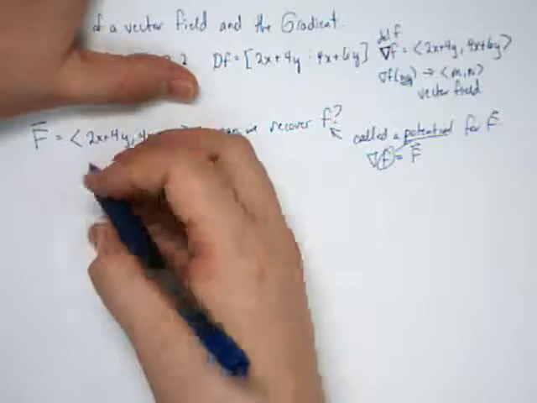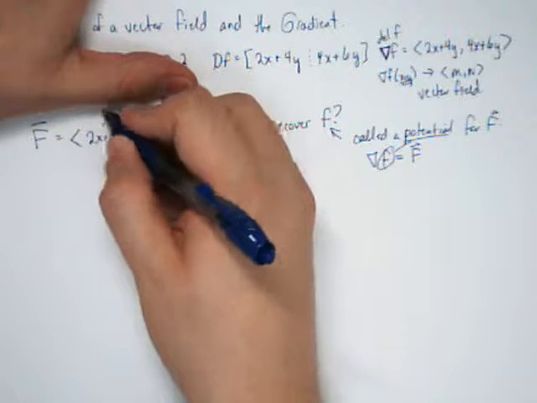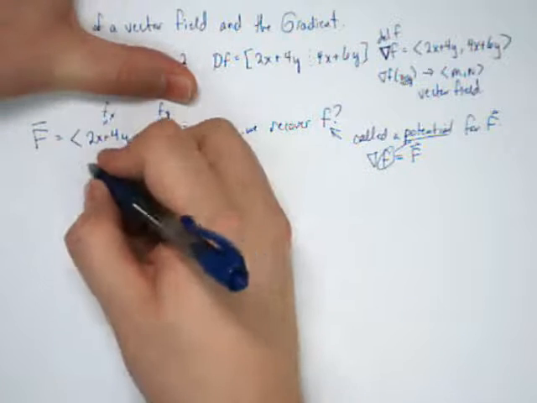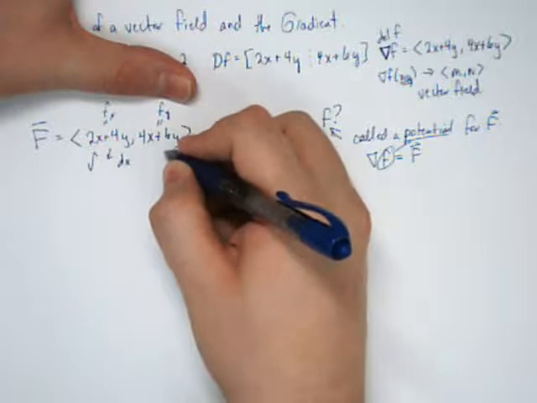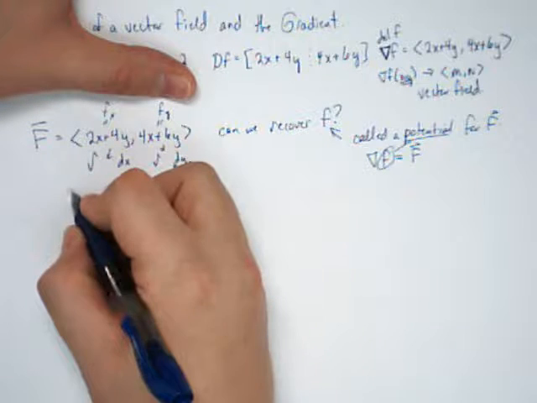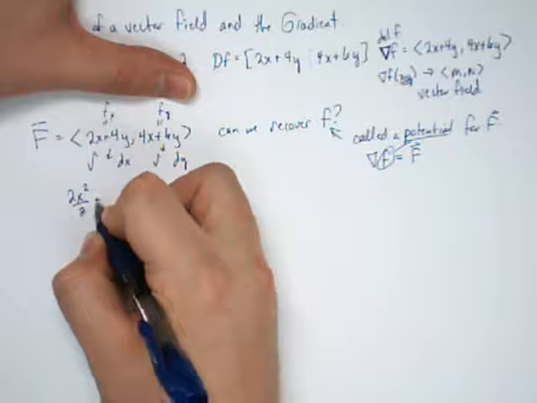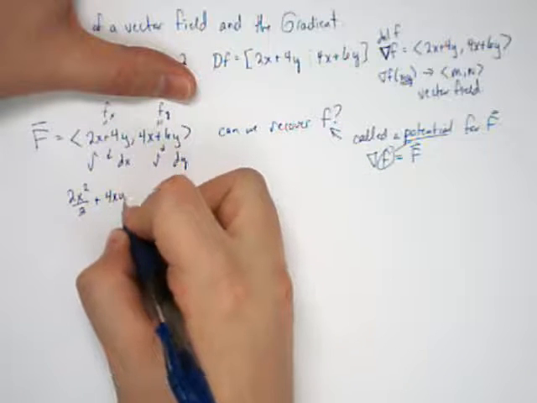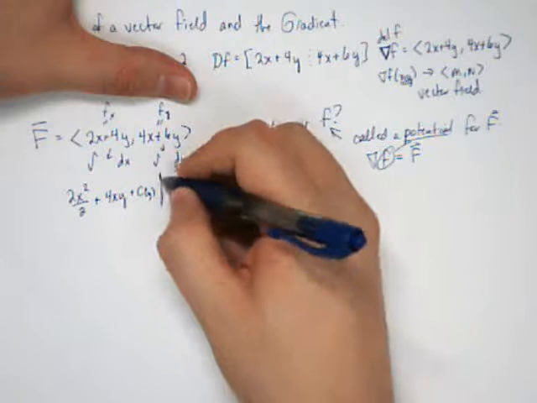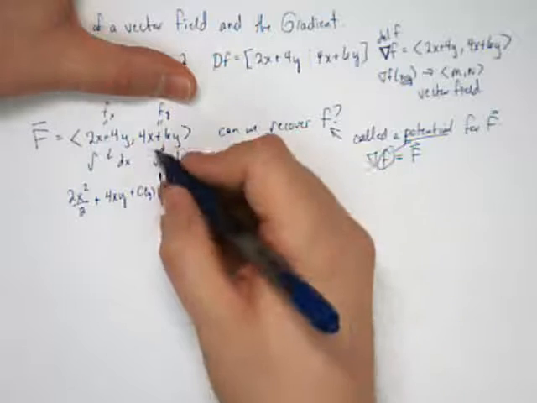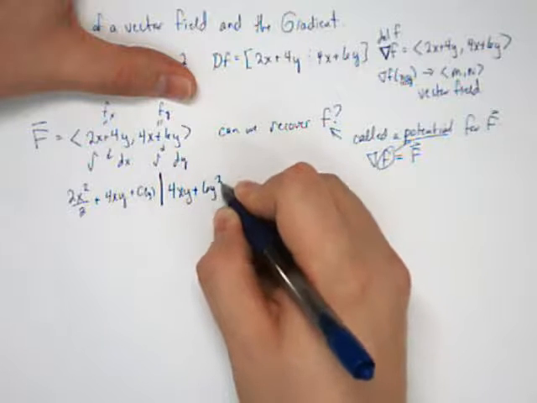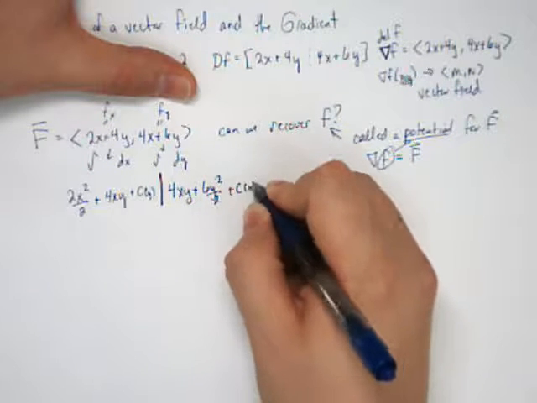So the idea, well, this came about by computing f sub x, and this came about by computing f sub y. So let's try and integrate this first function with respect to x, and let's integrate this function with respect to y and see what we get. If I integrate this with respect to x, I get 2x squared over 2 plus 4xy plus some constant which could depend on y. I'm going to draw a bar just to remind me that I'm now doing a different problem. Here, if I integrate with respect to y, I get 4xy plus 6y squared over 2 plus some constant which could depend on x.